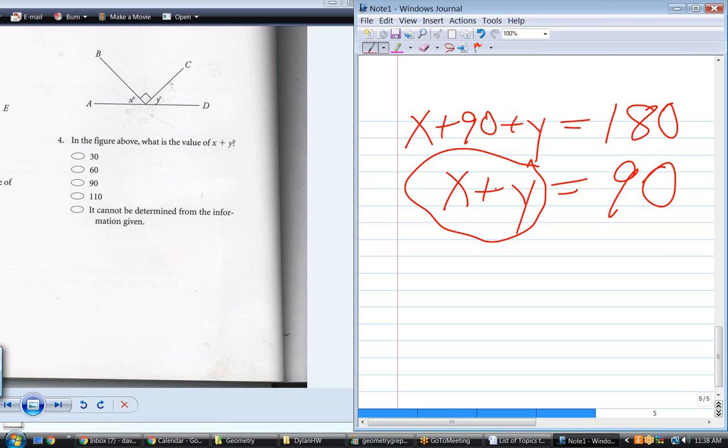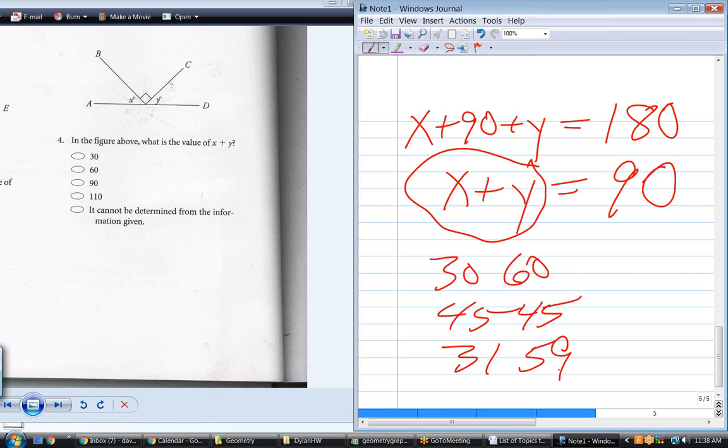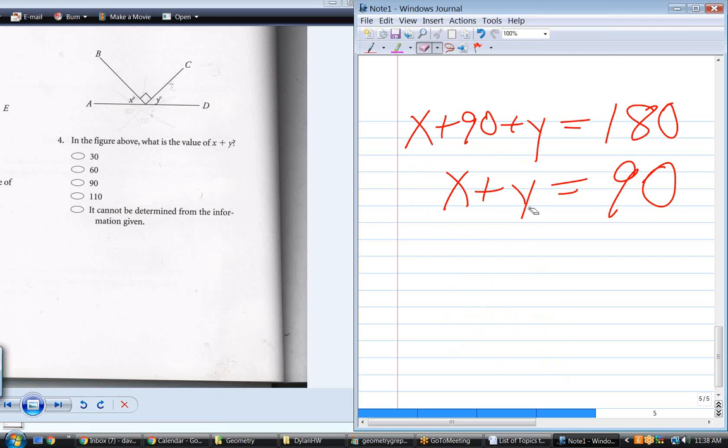All this tells me is that they're adding to 90. It could be 30 and 60. It could be 45 and 45. It could be 31 and 59. Because all I know is that they add to 90. And I only know that because of this equation.